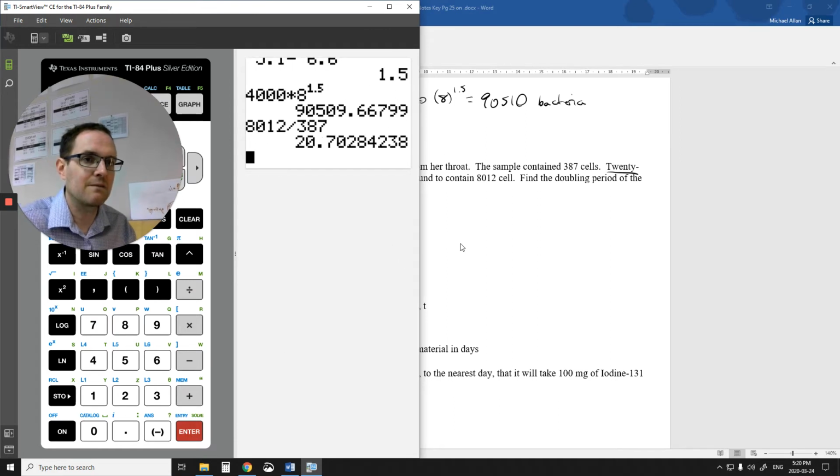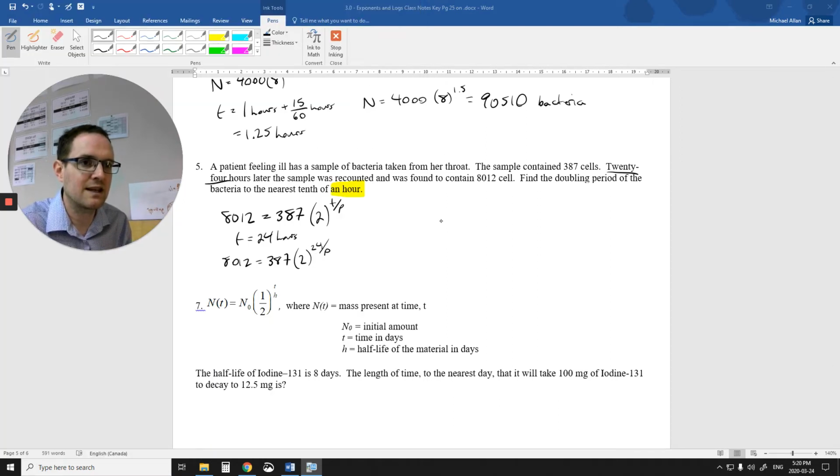Okay, so I'm going to get kind of an ugly number here. I'm just going to write that down over here. So 20.7 is equal to 2 to the power of 24 over p. I could probably write it down as a fraction, but I have the number in my calculator, so we're just going to use that. So it's to the nearest tenth of an hour. So when we solve for p, we'll figure that out.